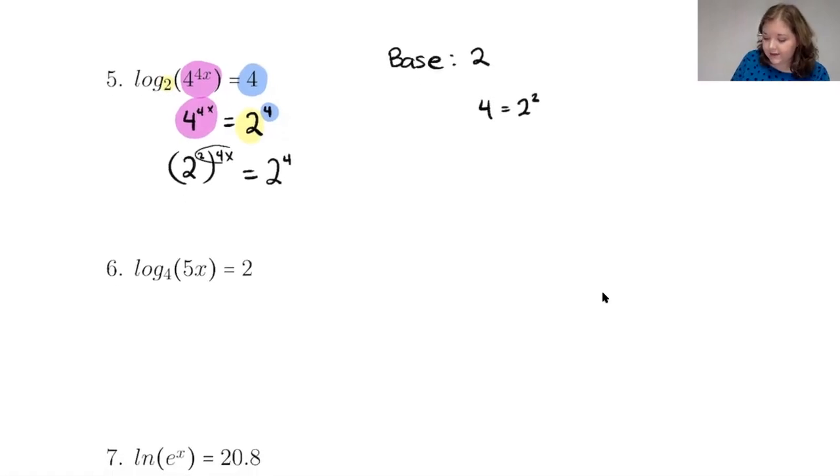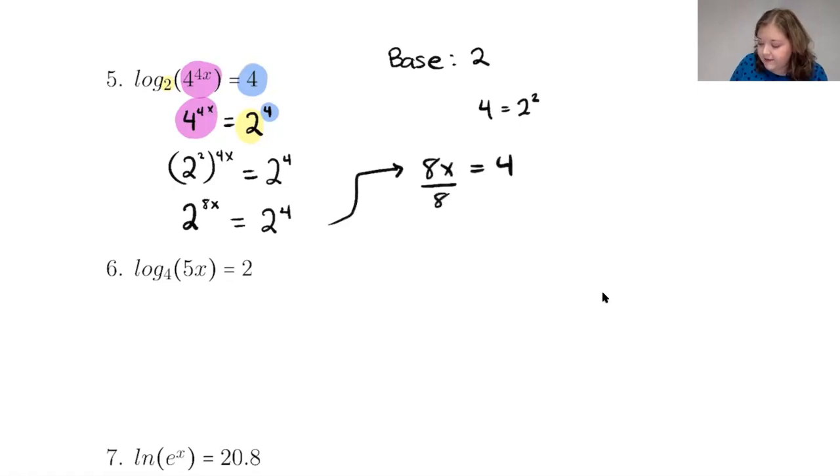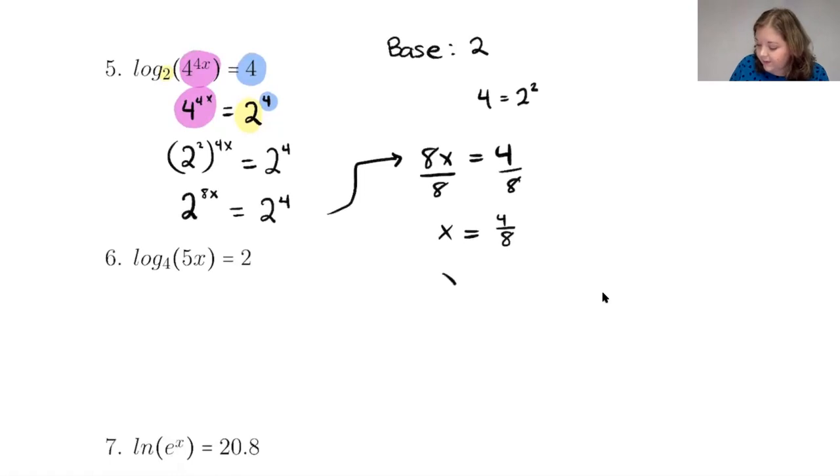So we can write 2 squared to the 4x equals 2 to the 4th. Here, let's multiply these powers together and get 2 to the 8x equals 2 to the 4th. And then we can just set the powers equal to each other. 8x equals 4 and divide by 8. Well, we got x equals 4 over 8. But when we simplify that, we end up with x equals 1/2, because 4 over 8 is 1/2 once it's simplified.